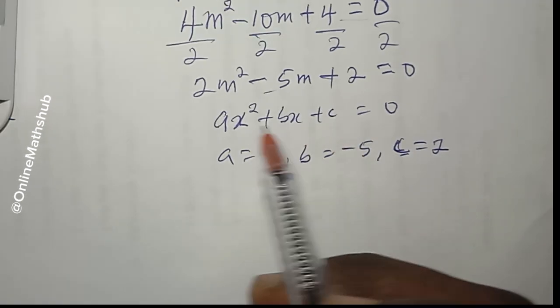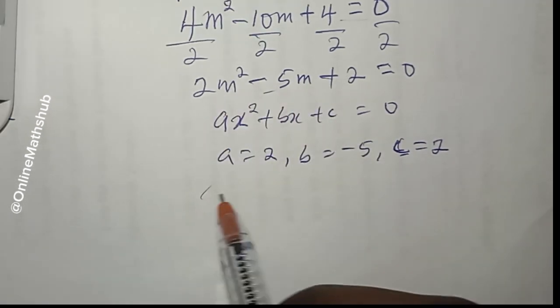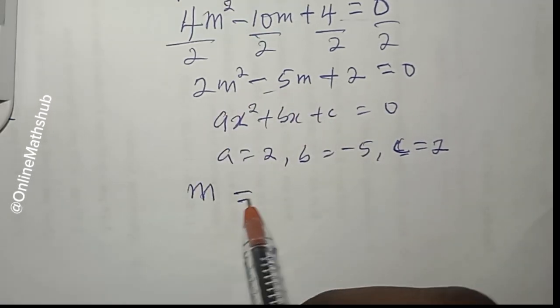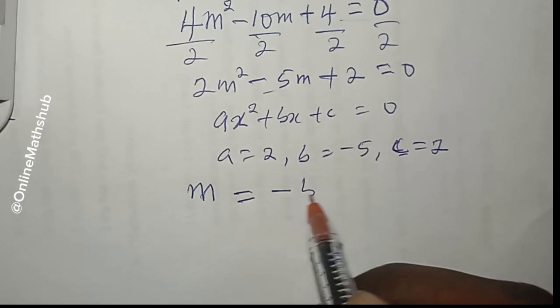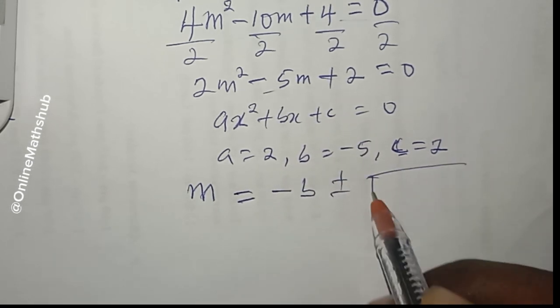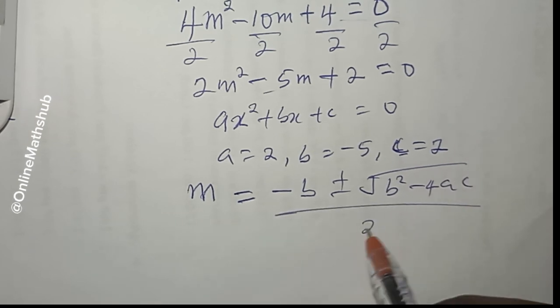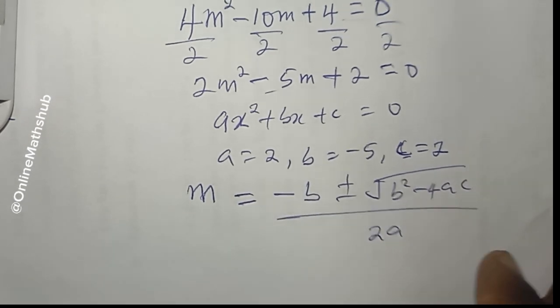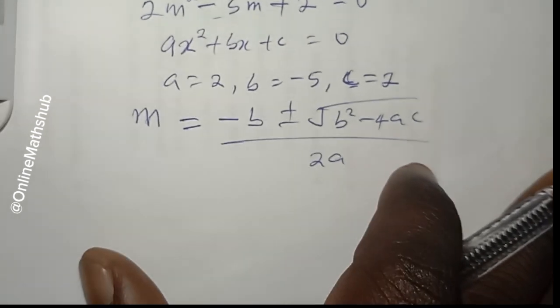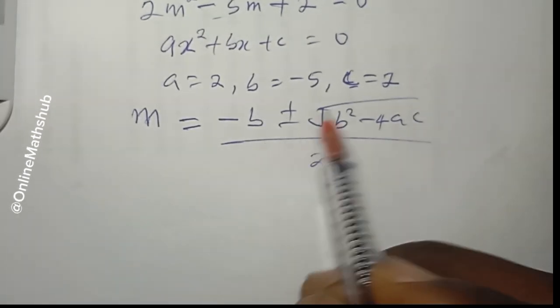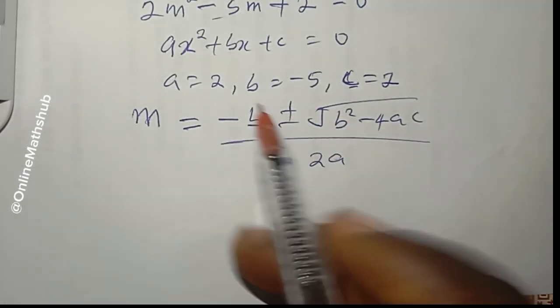And then of course, if you now want to find out the value of m right here, the formula for that is m equals negative b plus or minus the square root of b squared minus 4ac, all divided by 2 multiplied by a. Okay, so I'm just going to substitute all of these terms right there.